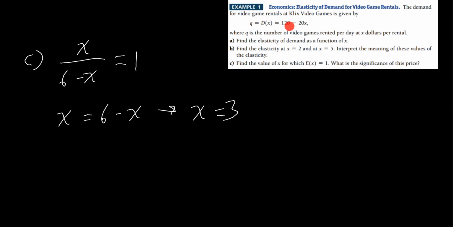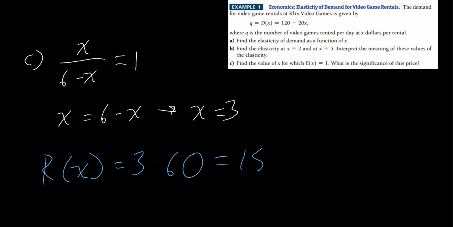Well, if we plug 3 into this equation, 20 times 3 is 60. 120 minus 60 is 60. So we're going to have 60 rentals per day, and our price is $3. Our revenue is going to be that $3 times the 60 that we're going to end up selling, or in other words, $180.